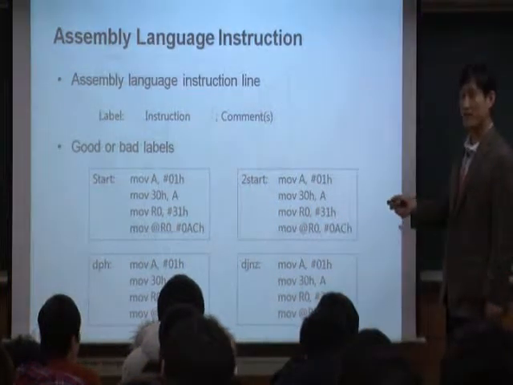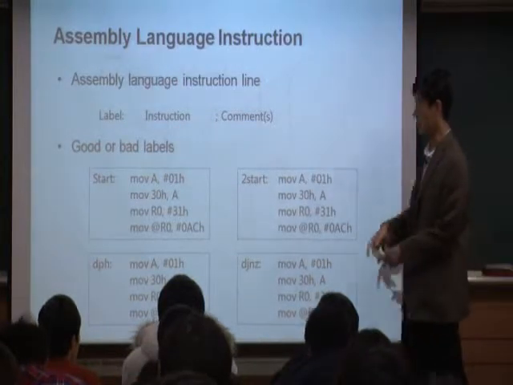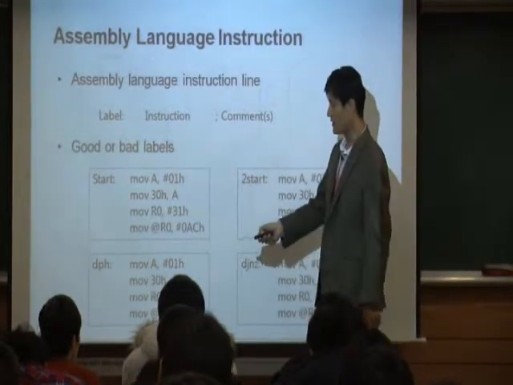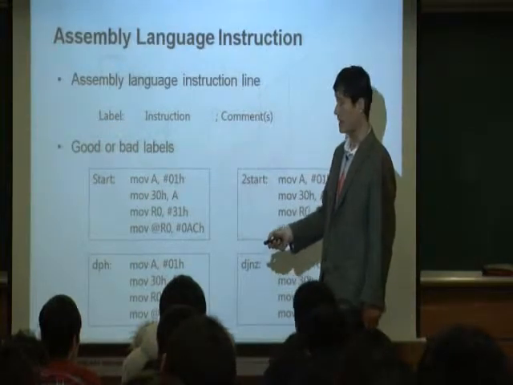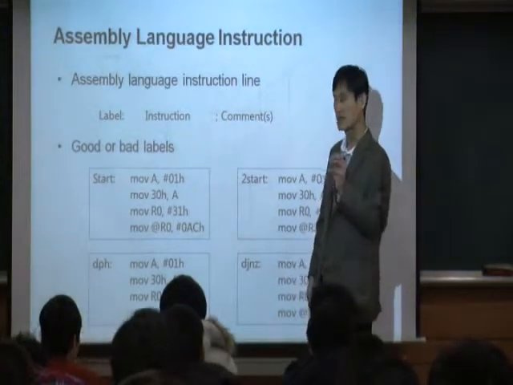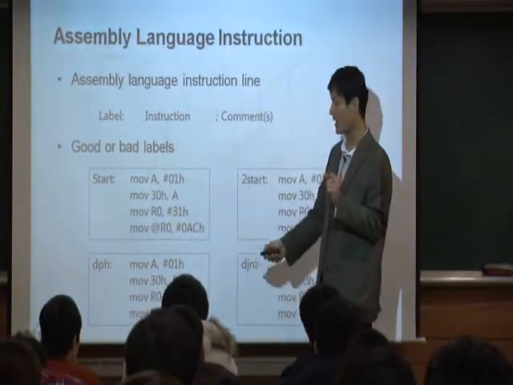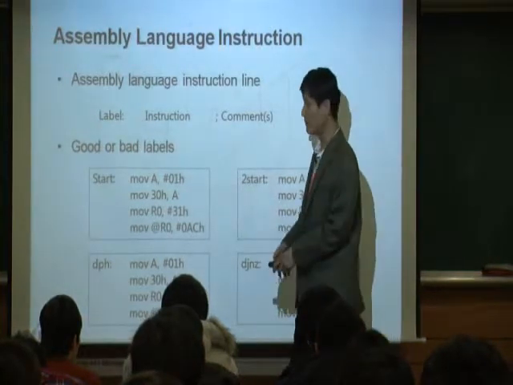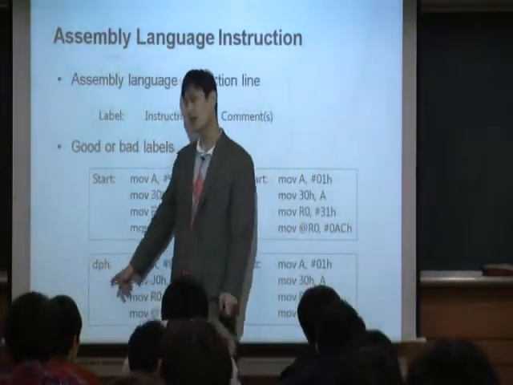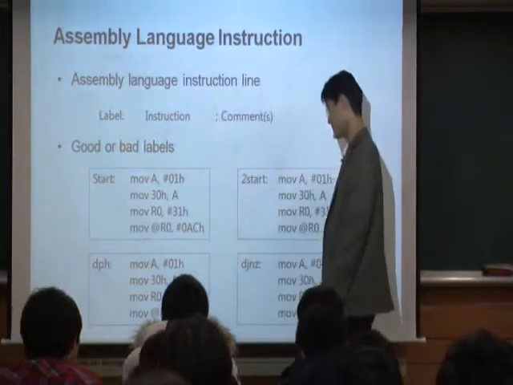Okay, so this is a bad example of putting a label. Label cannot start with a number. And this is again a bad example. Label cannot be an instruction. It cannot be a name of a register. TPH is actually the name of a register.